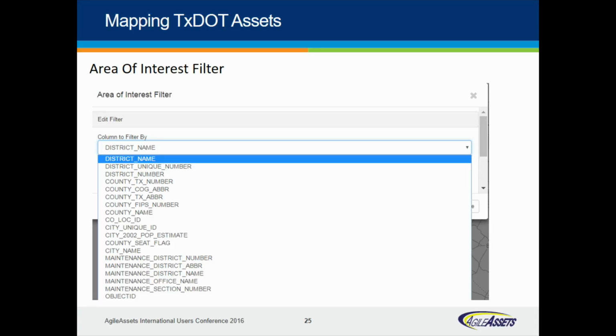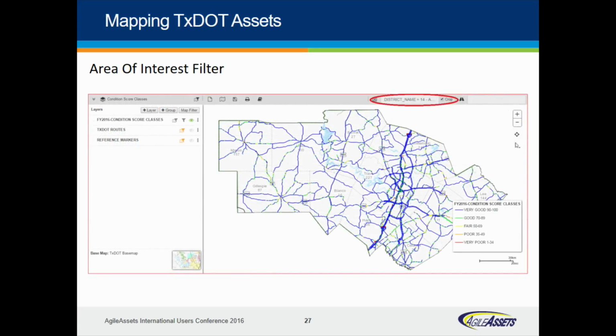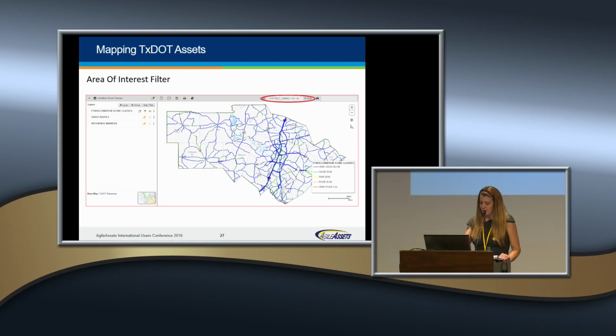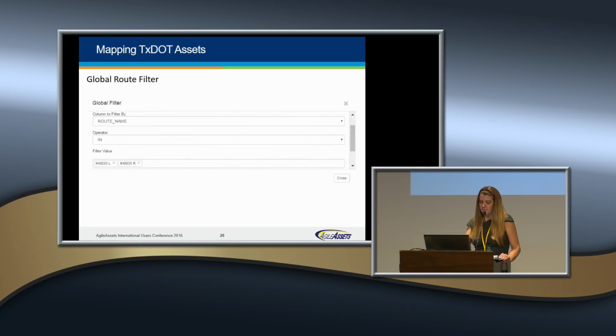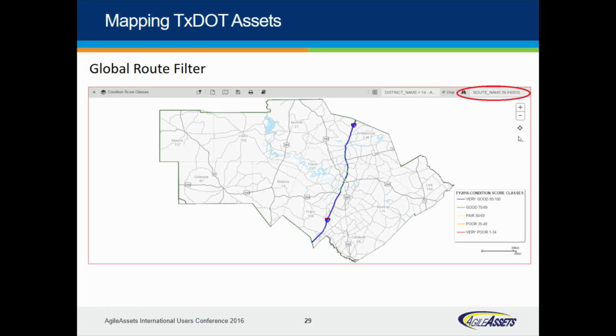Then the users would select their area of interest. So I'd select a district name, and then I'm going to choose Austin, the Austin district, 14. Then I would click on the crop button, and that would crop my data to the Austin district. You can see it has a clipping effect where it only shows the boundary for that district. Then let's say I want to put in a global filter using a route name. I'm going to use IH35, the left roadbed, and IH35, the right roadbed. I can use the in operator, so I can choose more than one route. Then I apply that, and now all I can see is IH35 and the data associated with that.